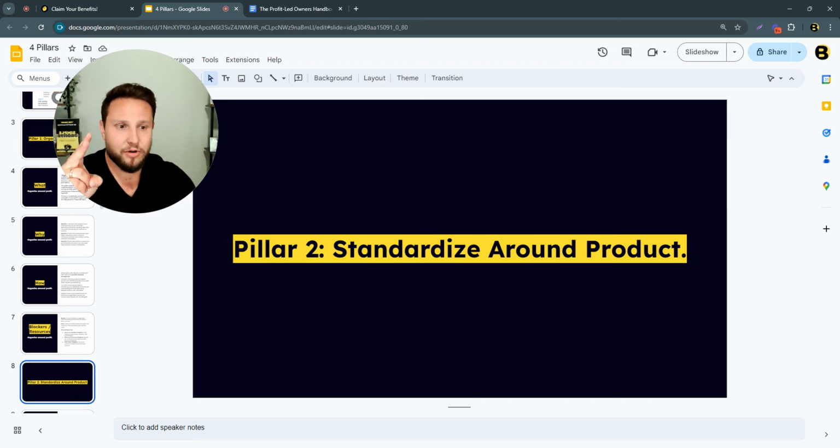The second pillar that we're going to work through is standardizing around product. And oftentimes I'll leave product out of the conversation because I have a personal belief system that if you're a great business owner and you've been able to build a great business, that means you have great people, right? And ultimately, if you go through this once and you go through this twice and you go through this a dozen times, your business is just consistently getting better over time.